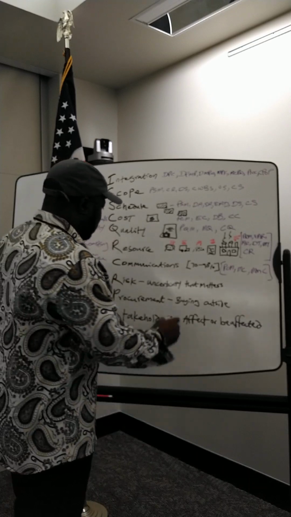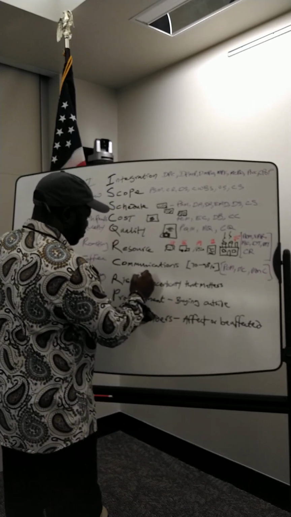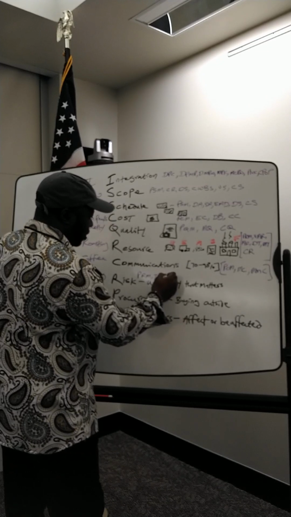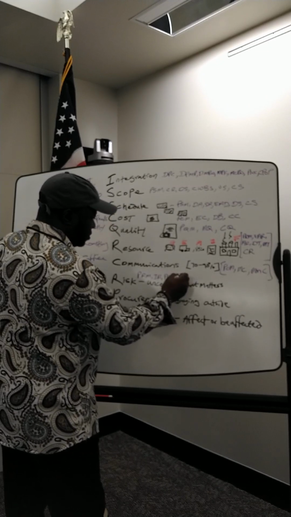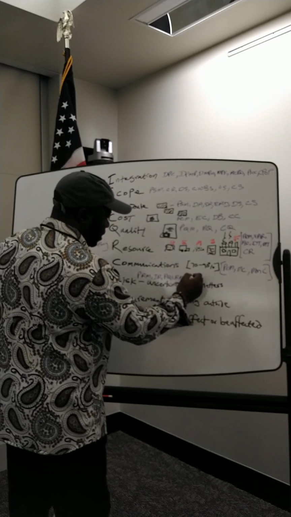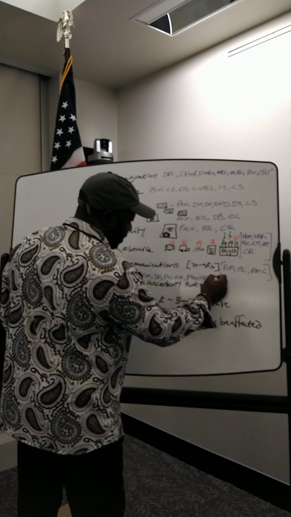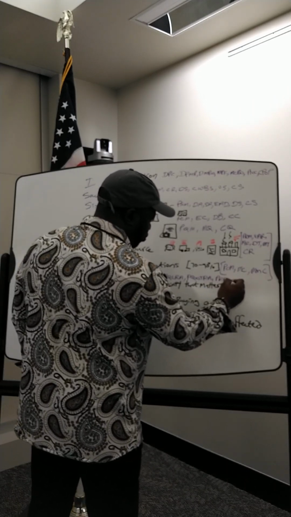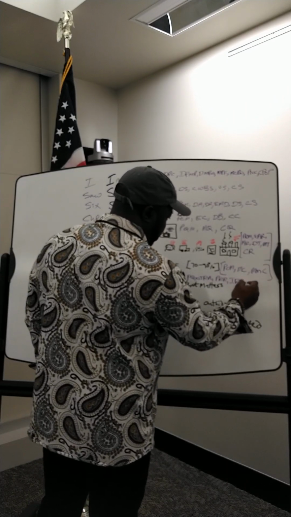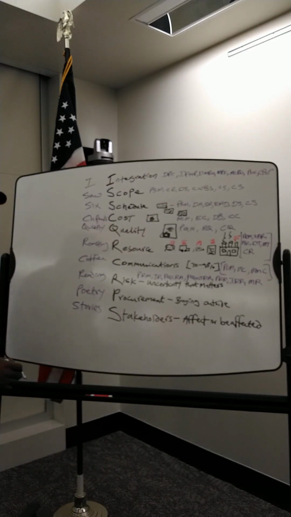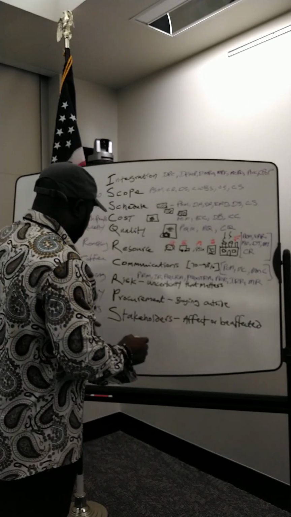Risk is a beast, so I'm just going to write them up here because it's a lot of stuff in risk. We plan risk management, we identify the risks, we perform a qualitative risk analysis, then we perform a quantitative risk analysis, and this is optional. Then we plan risk responses, we implement risk responses, and we monitor risks. 7 things. It's a lot of stuff.